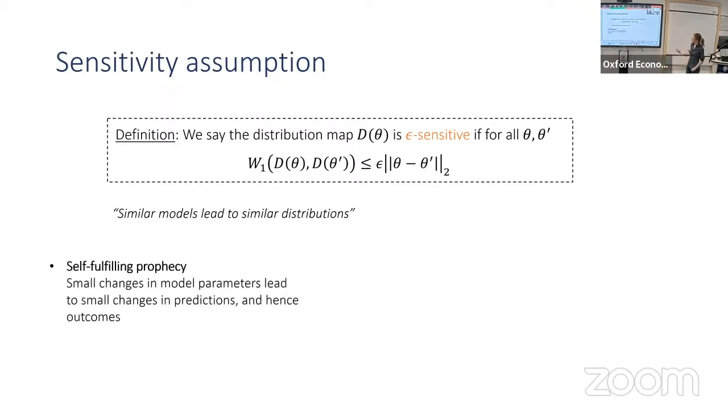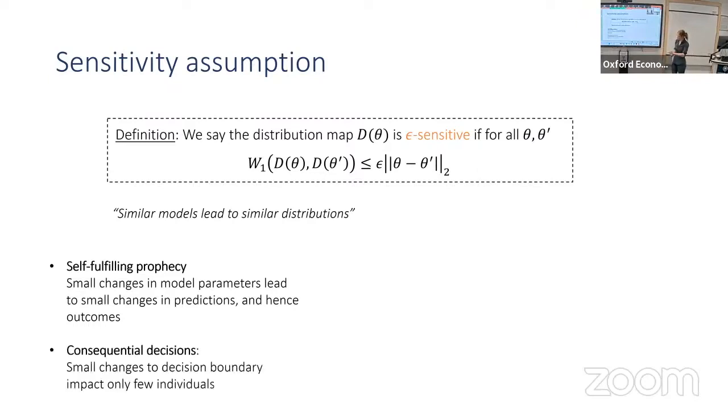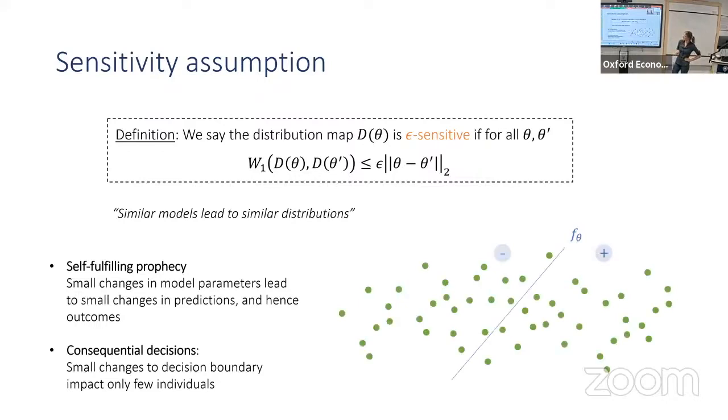So let's, for example, say we have a self-fulfilling prophecy. Then small changes in model parameters lead to small changes in predictions, and this will also lead to small changes in output, just to give you some intuition. A similar thing is if you have consequential decisions, then small changes to a decision boundary only impact few individuals. What's W? W is the Wasserstein distance between distributions, sort of an optimal transport distance.